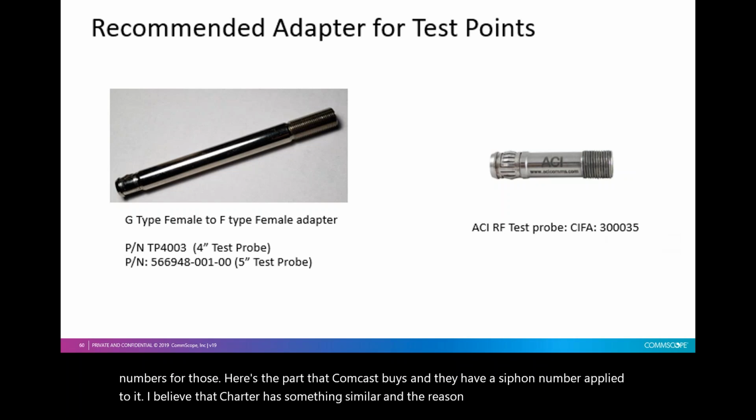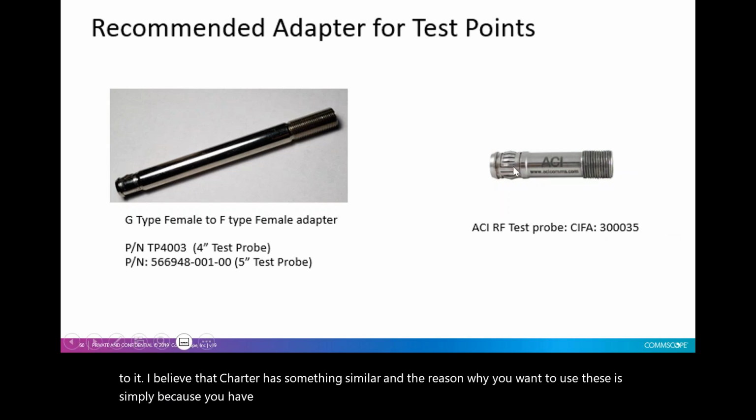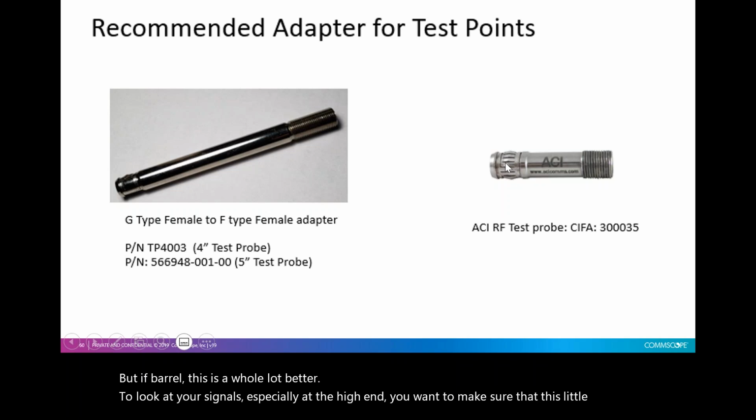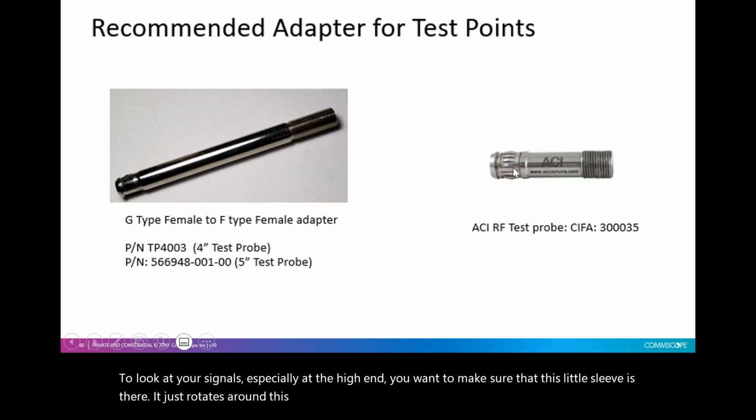The reason why you want to use these is simply because you have this little ring right here that creates a better ground. Instead of using just an F barrel, this is a whole lot better to look at your signals, especially at the high end. You want to make sure that this little sleeve is there. It just rotates around this thing. If it gets damaged or whatever, you probably want to get another ring to replace it.